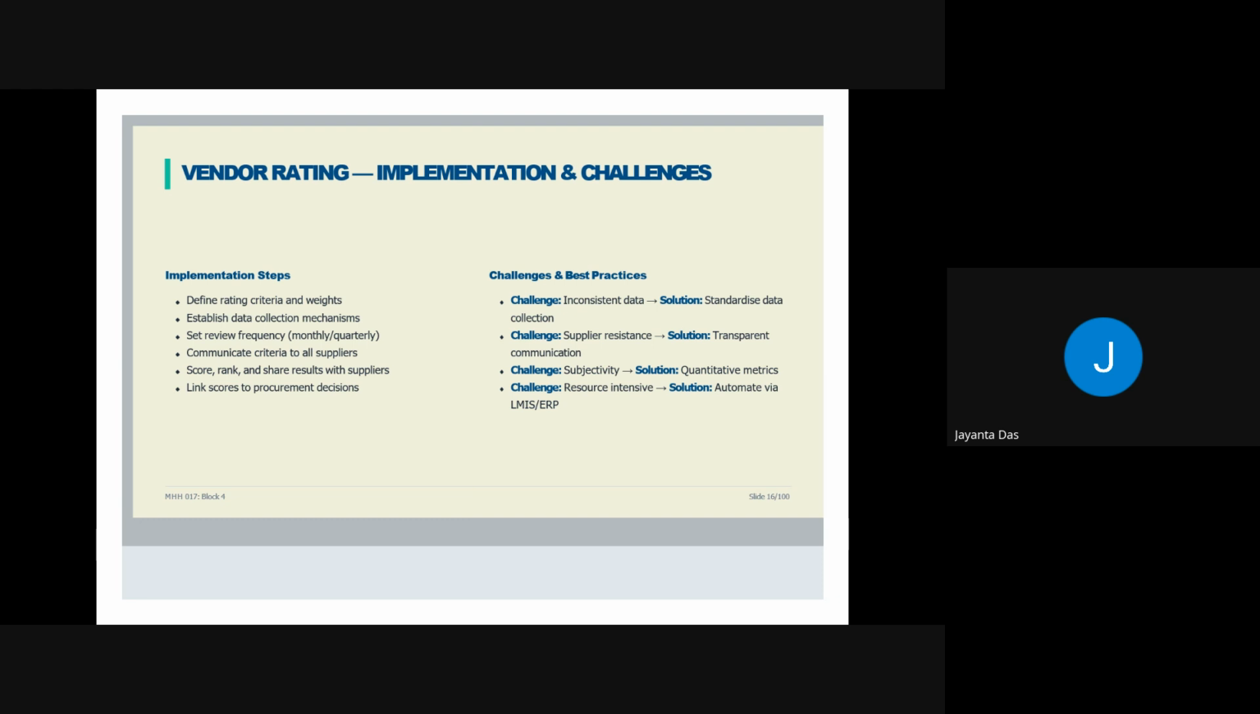Challenge of subjectivity. Solution: quantitative metrics. As we have said, these are the indicators against which we are measuring them, and the weightage given for each indicator, so that is known to everybody. So there will be no subjectivity. It will be an objective evaluation. Then challenge is that it is resource intensive. The solution is automate via LIMS or ERP, that is enterprise resource planning. Yes. Any question?